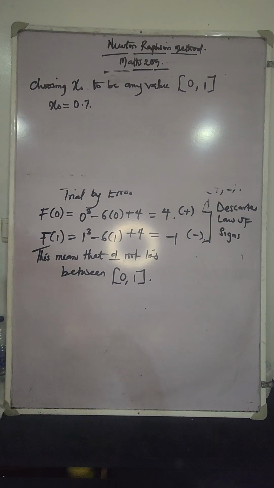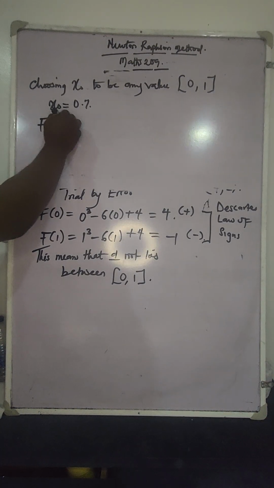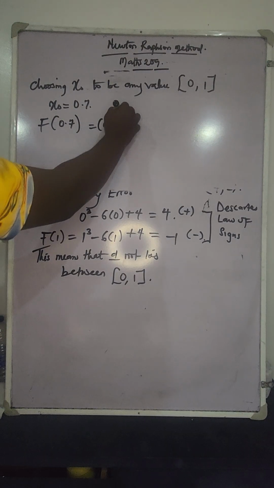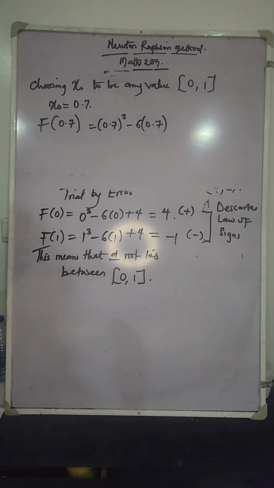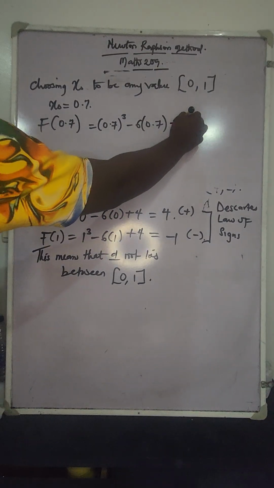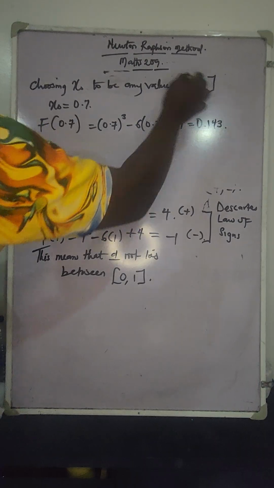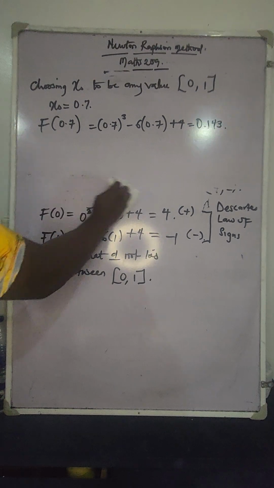Then f of 0.7 will be 0.7 to the power of 3 minus 6 into bracket 0.7 plus 4, and we have it as 0.143. Now that we have this, the next step is to differentiate the function itself.